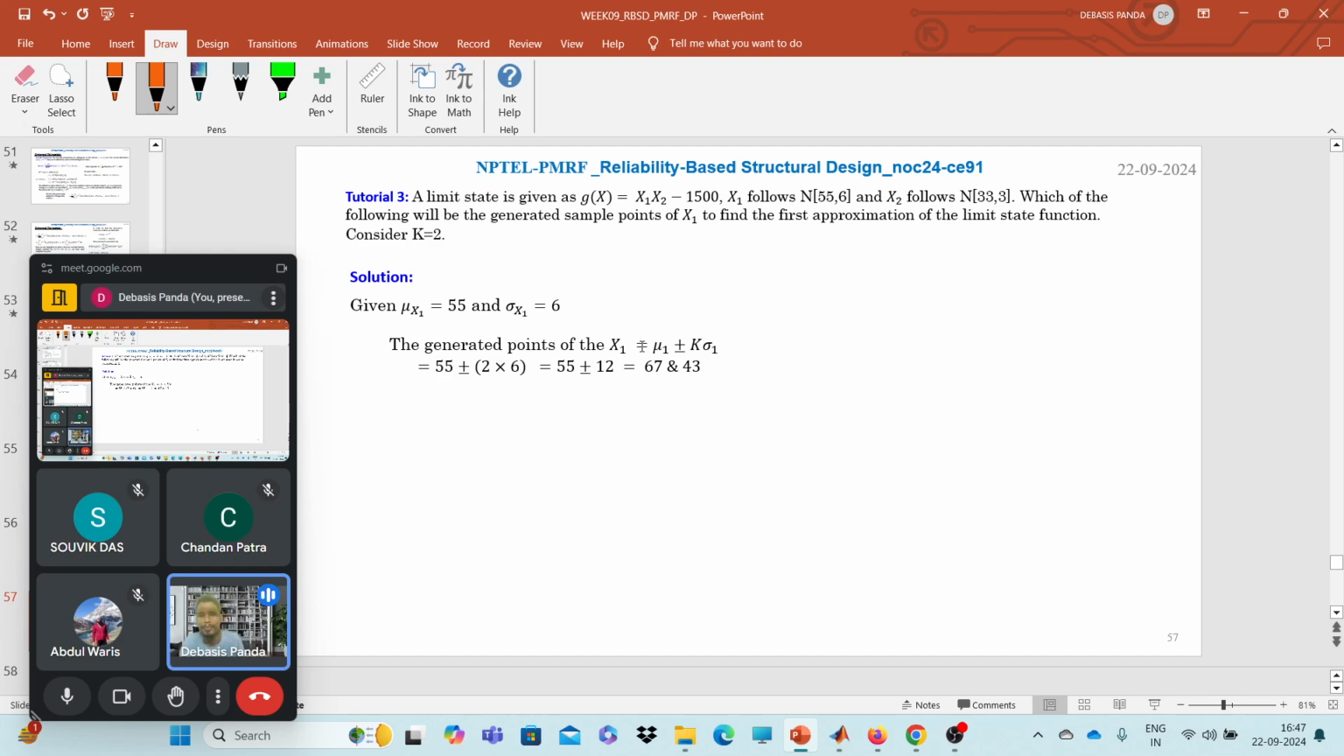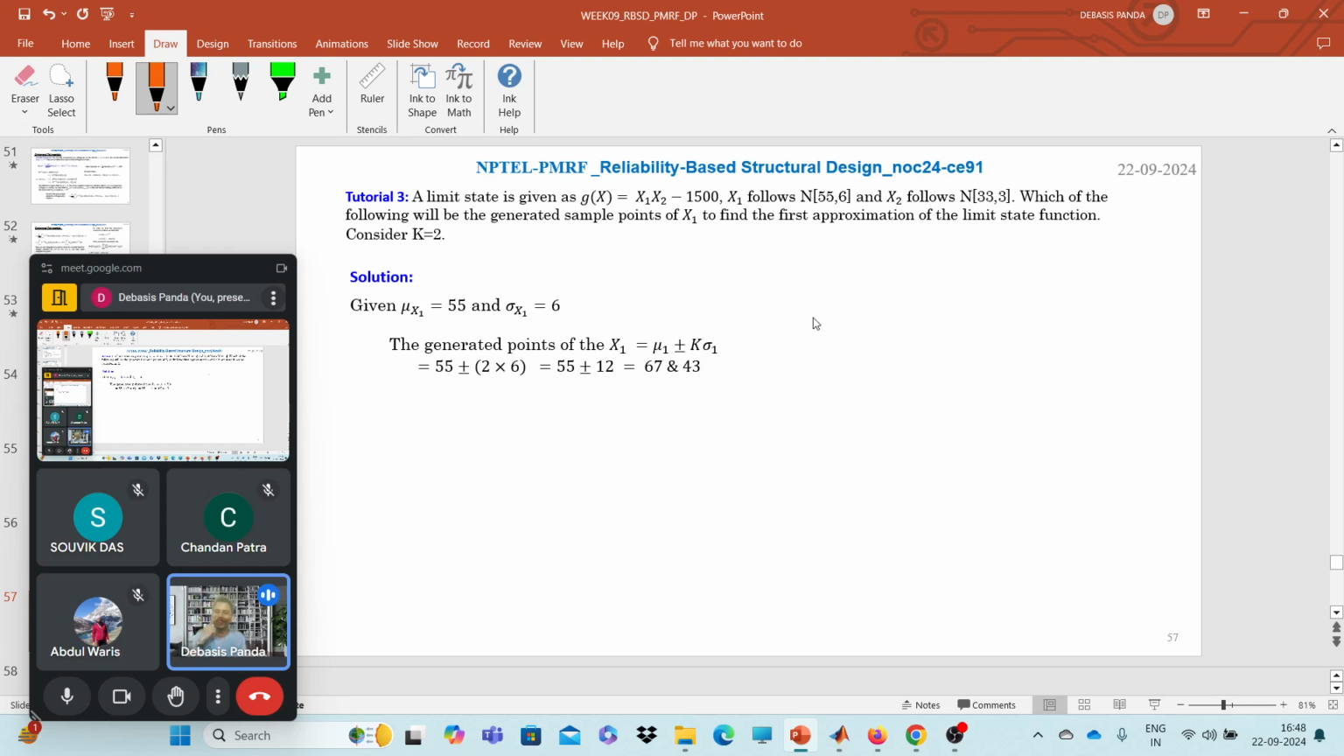Okay. Now the third problem, a limit state is given in the form of x1, x2 minus 1150. X1 follows a normal distribution, x2 also follows a normal distribution. Which of the following will be the generated sample points of x1 to find the first approximation of the limit state function considering k equals 2?